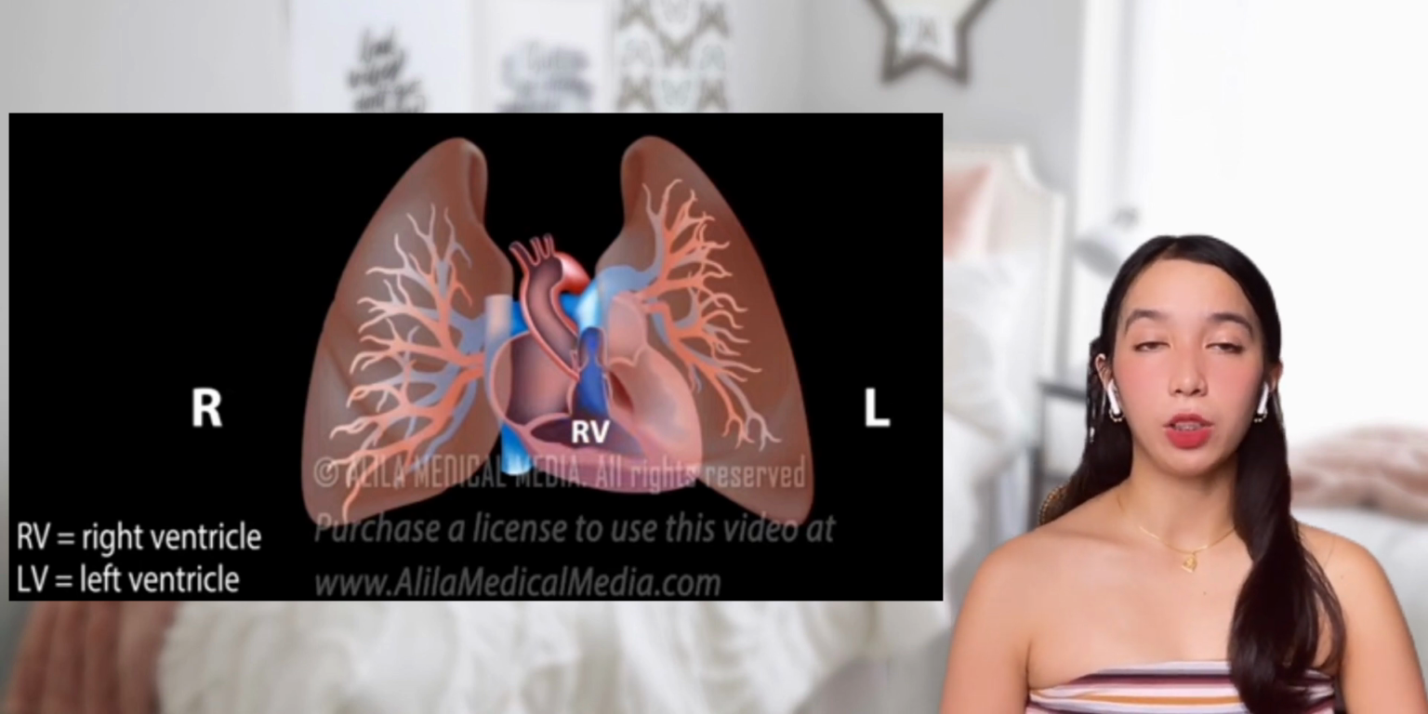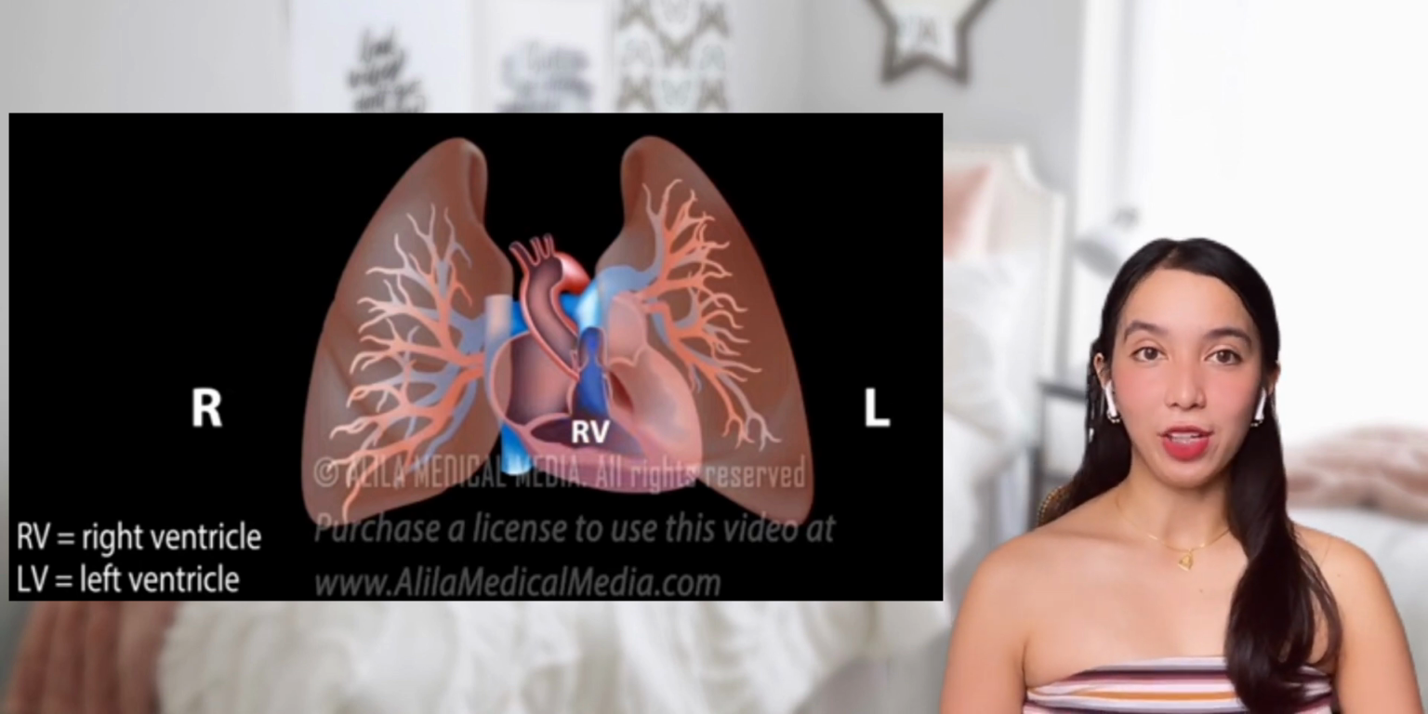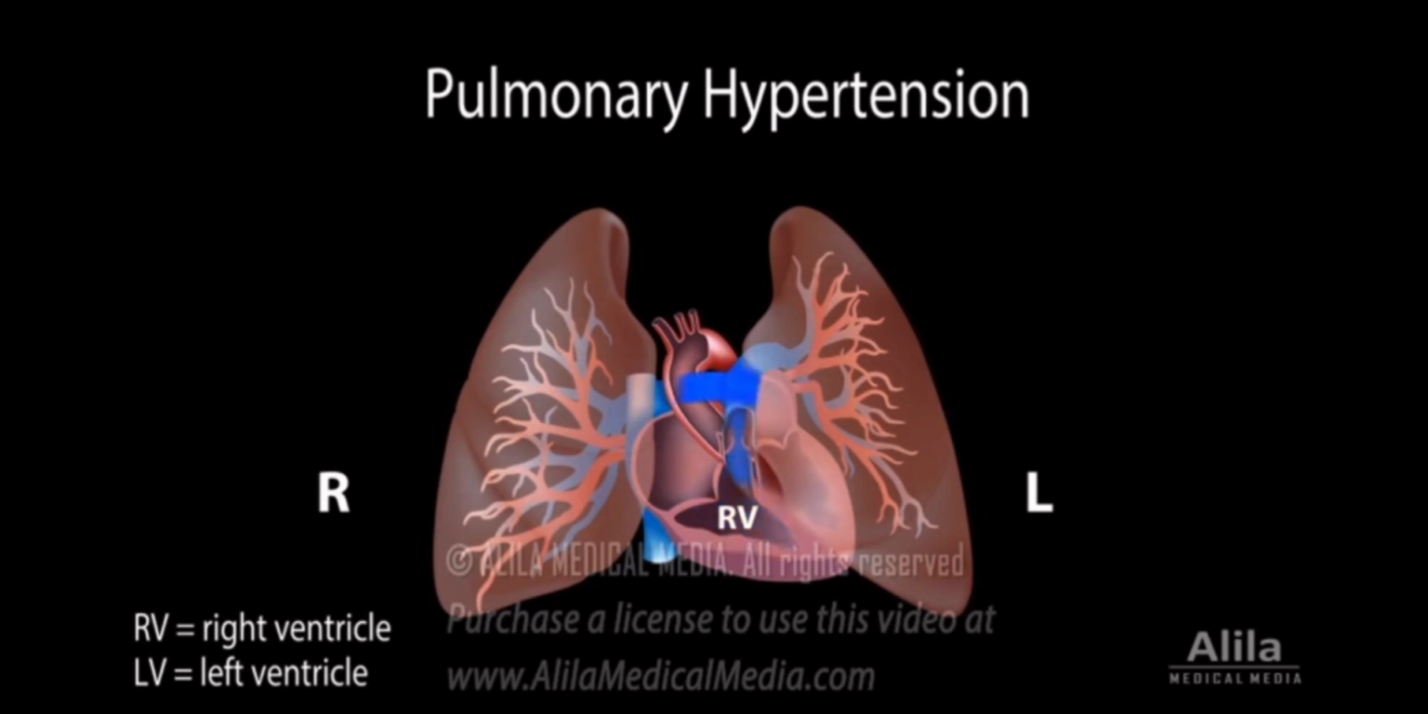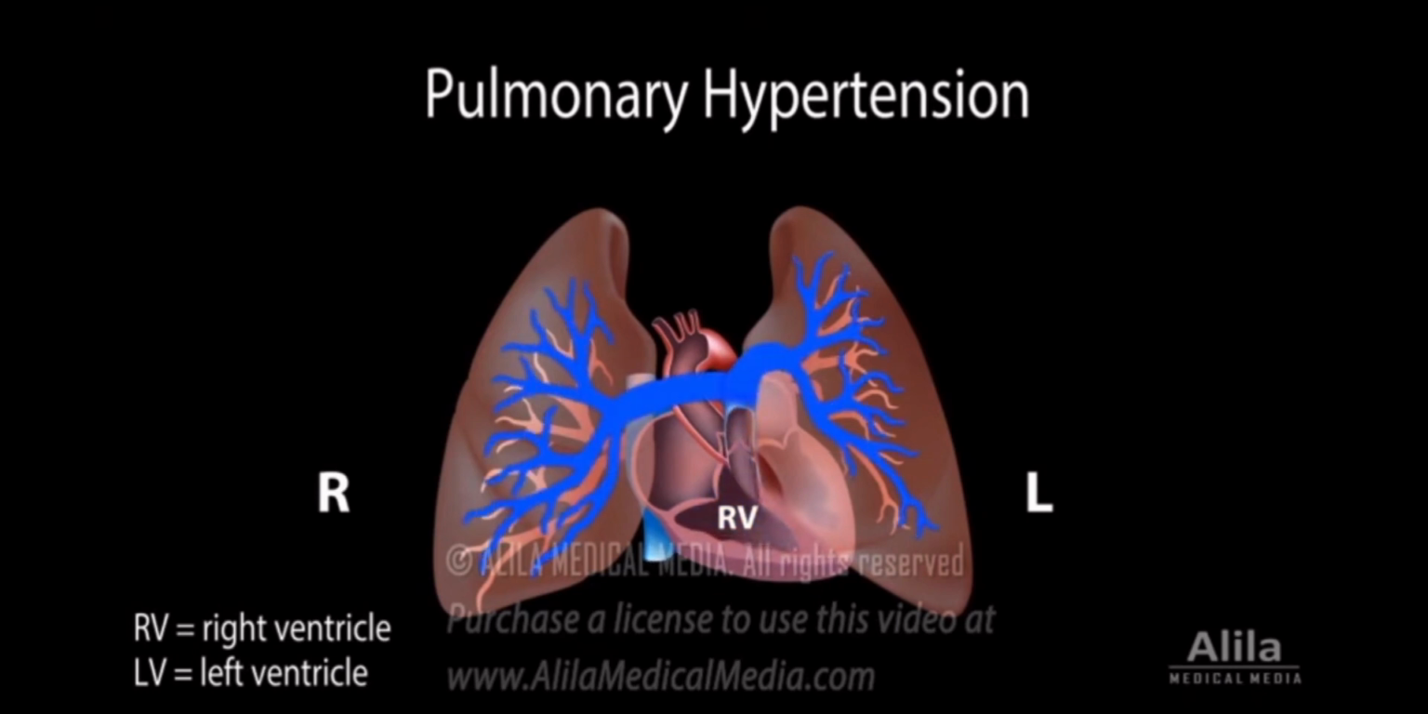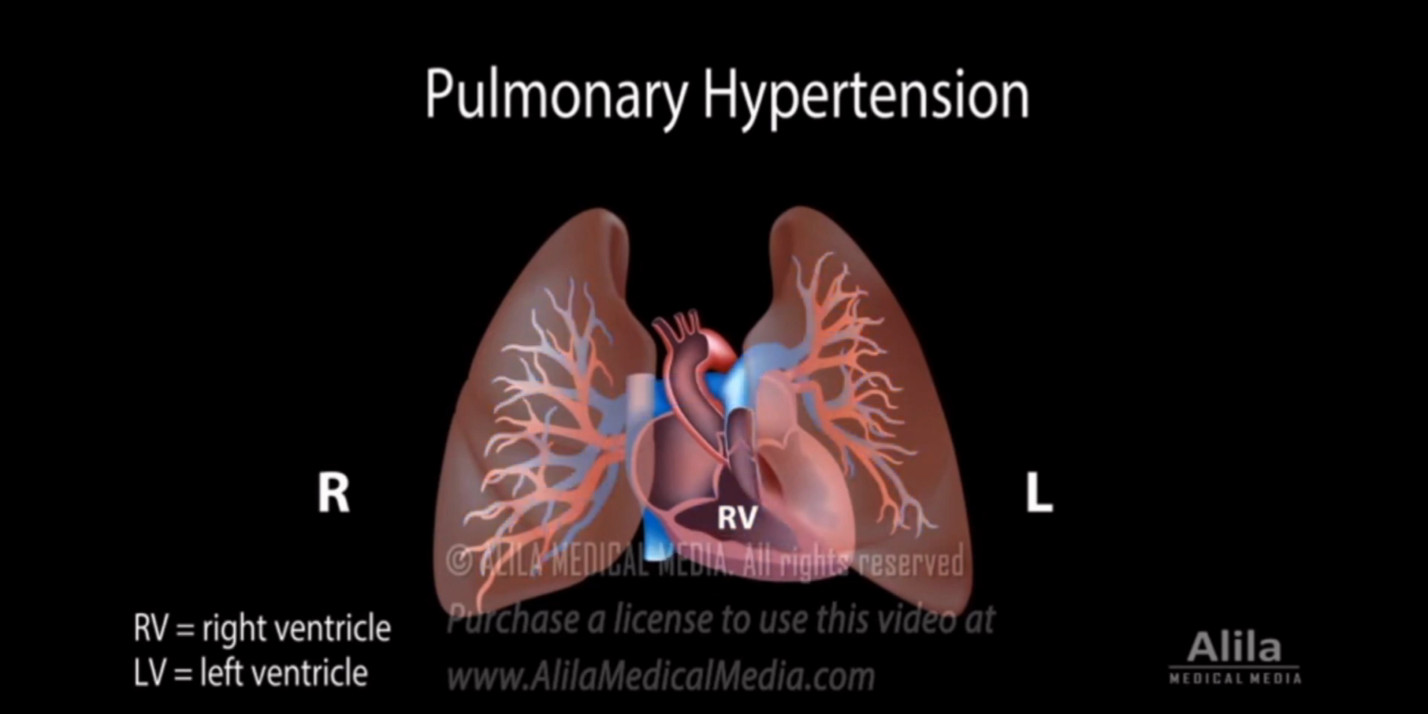Pulmonary hypertension refers to high blood pressure in the blood vessels of the lungs. The lungs receive oxygen poor blood from the right side of the heart. After being reoxygenated, oxygen-rich blood returns to the left side of the heart to be pumped out to the body.